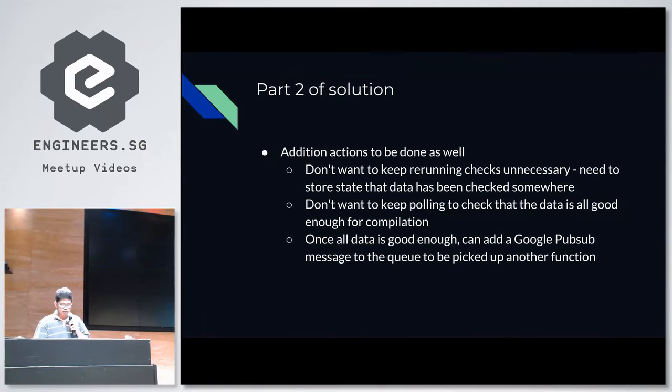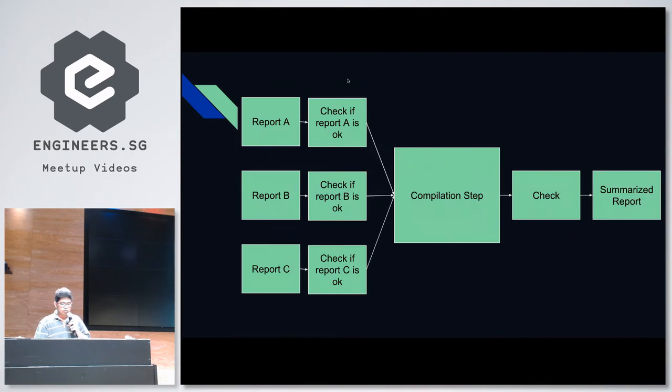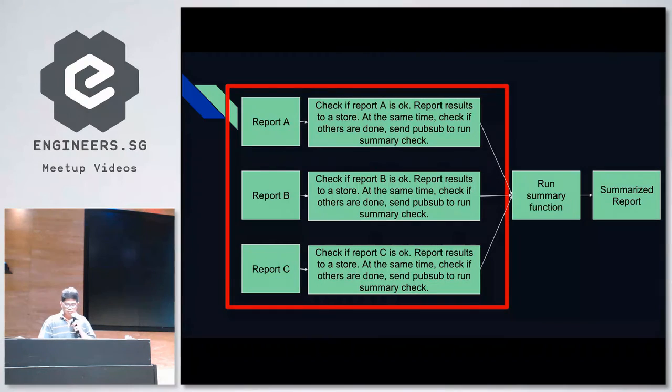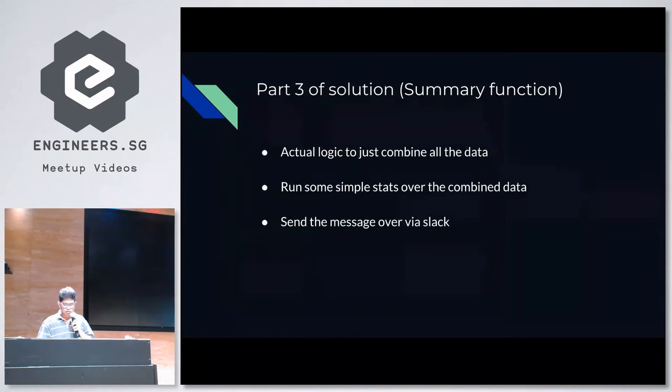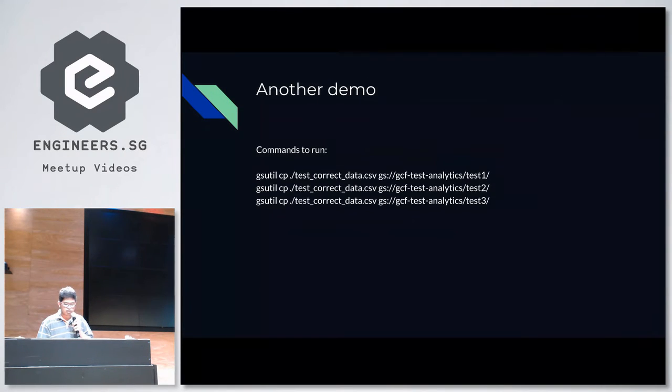Okay, that's what I was mentioning. So once we are done with report A, report B, and report C, we store that state into some kind of database, and then once we are done with it, we can trigger a Pub/Sub function, which will then run the final compilation step. Yeah, so I'll just skip to the demo.